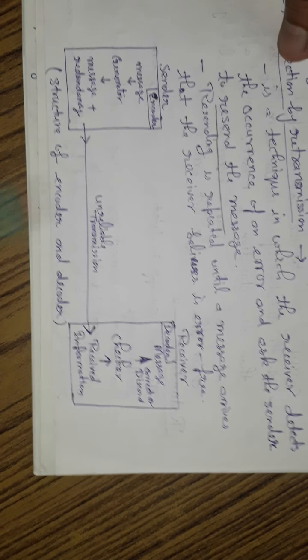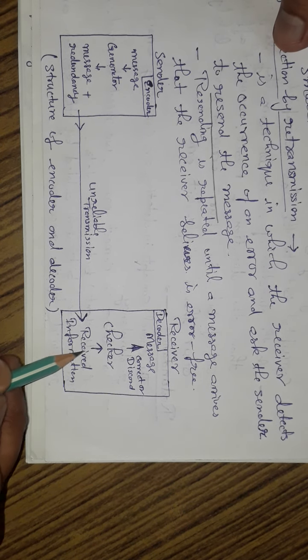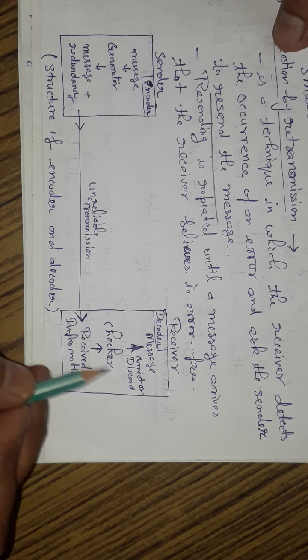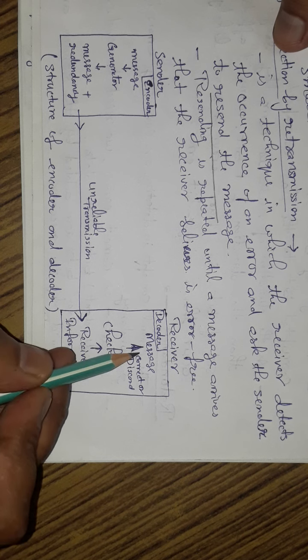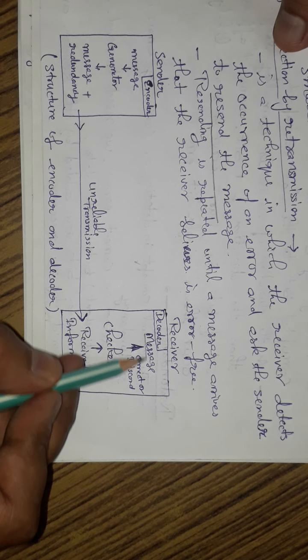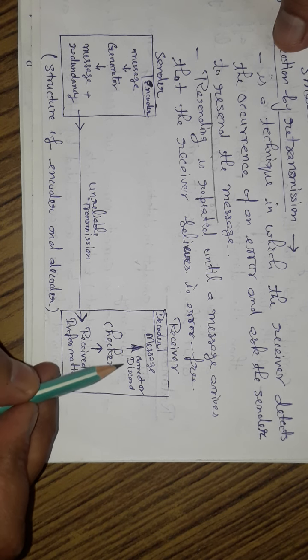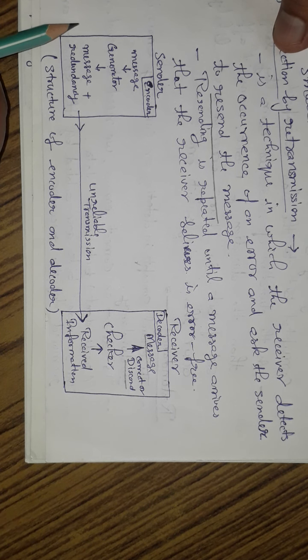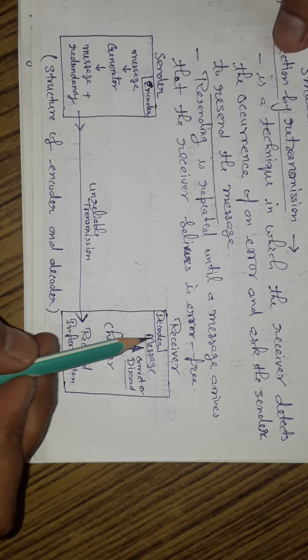The receiver receives the information over an unreliable transmission and checks whether it is correct or not. If it is correct, then it will convert back into the message. If it is not correct, then it will discard it and send a message to the transmitter to resend the message. So this is the decoder.